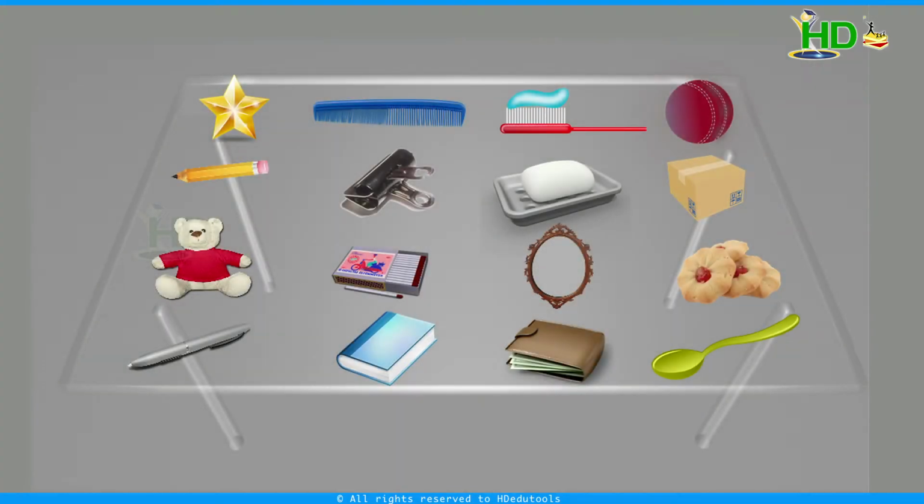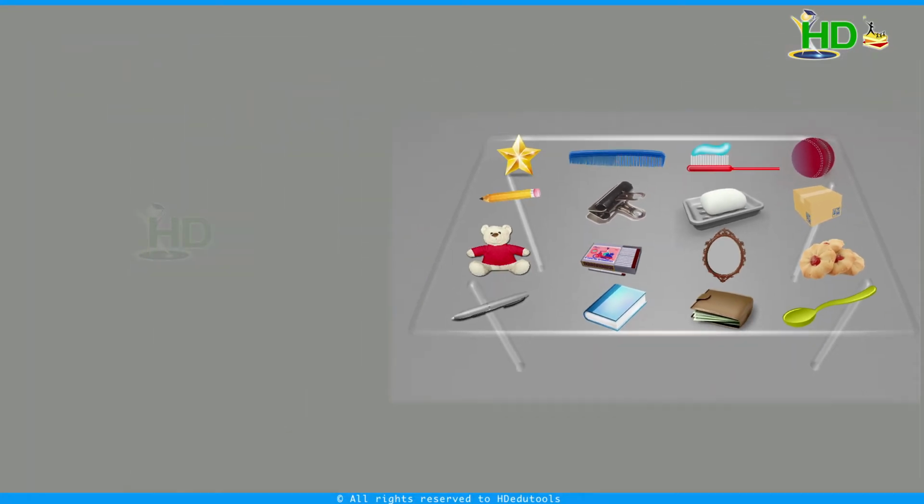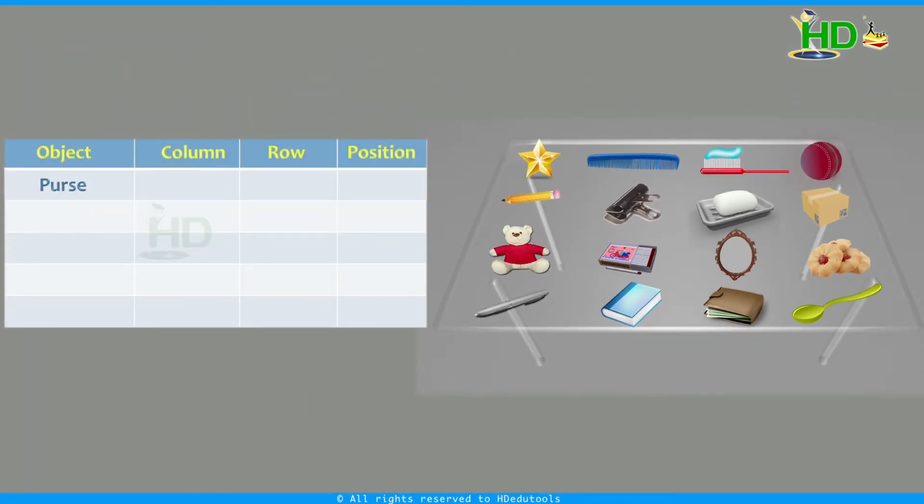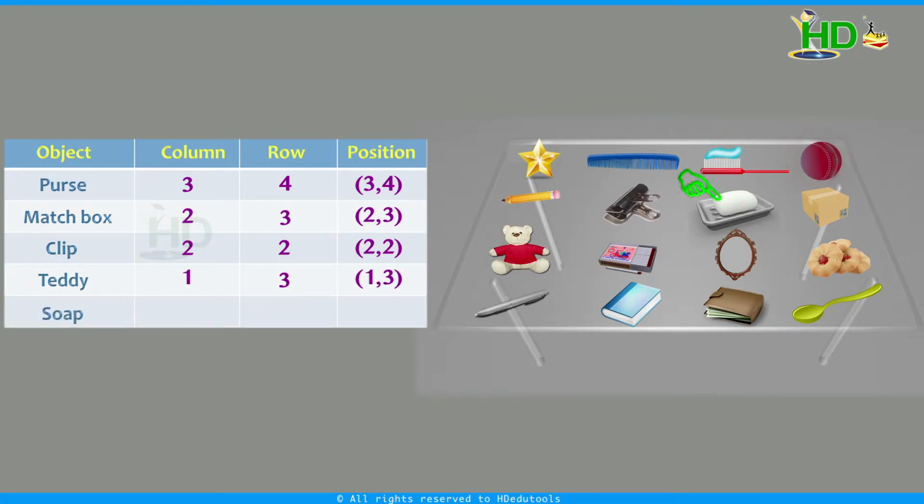Similarly, observe these objects. Here we find several objects on this table. I am taking this as the reference. This is first column, second column, third column, fourth column. 1, 2, 3, 4 rows are there. Now this purse is in third column and in fourth row. Similarly, this matchbox is in second column, third row. This clip is in second row, second column. What about this teddy? It is in first column and third row. What about this soap? This is in third column, second row.